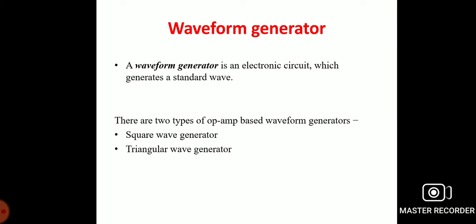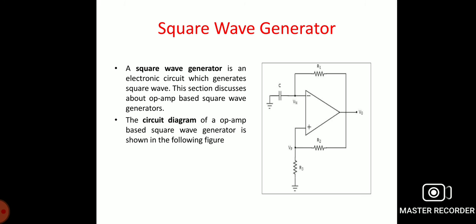A square wave generator is an electronic circuit which generates a square wave. This section discusses the square wave generator. The circuit of an operational amplifier based square wave generator is shown in the figure. Here in the circuit diagram, the resistor R1 is connected between the inverting input terminal of the operational amplifier and the output of the operational amplifier.